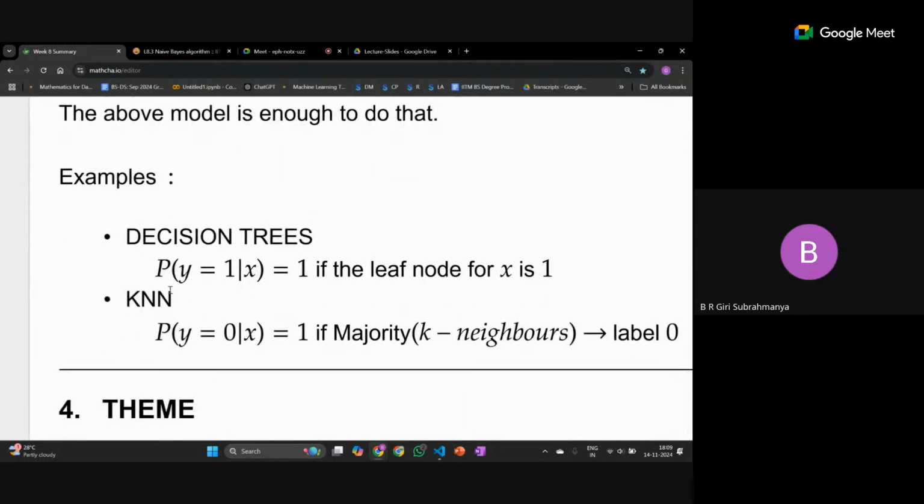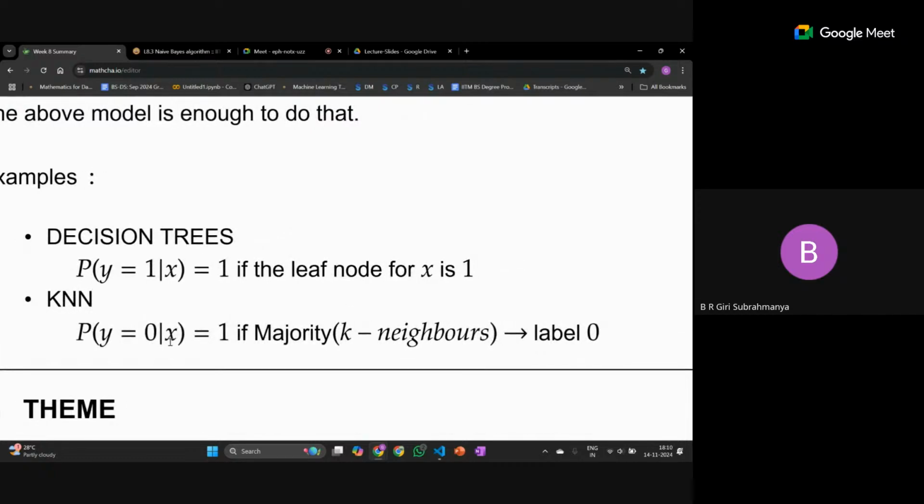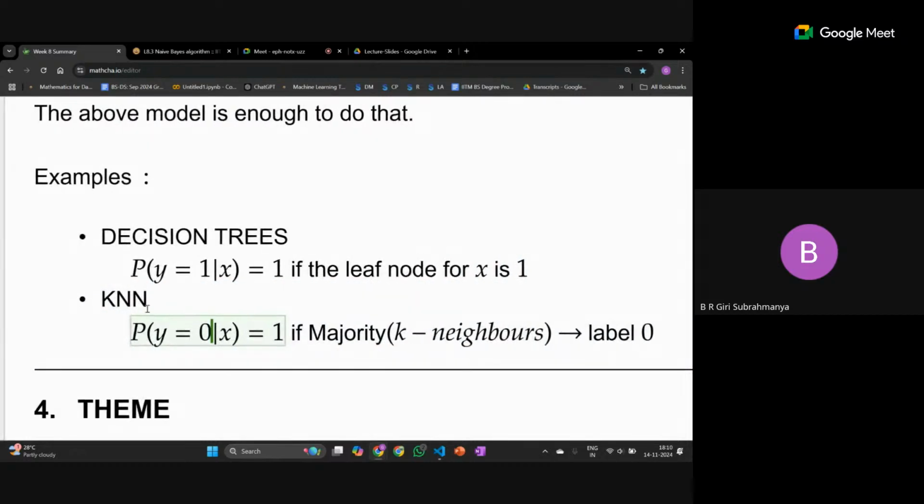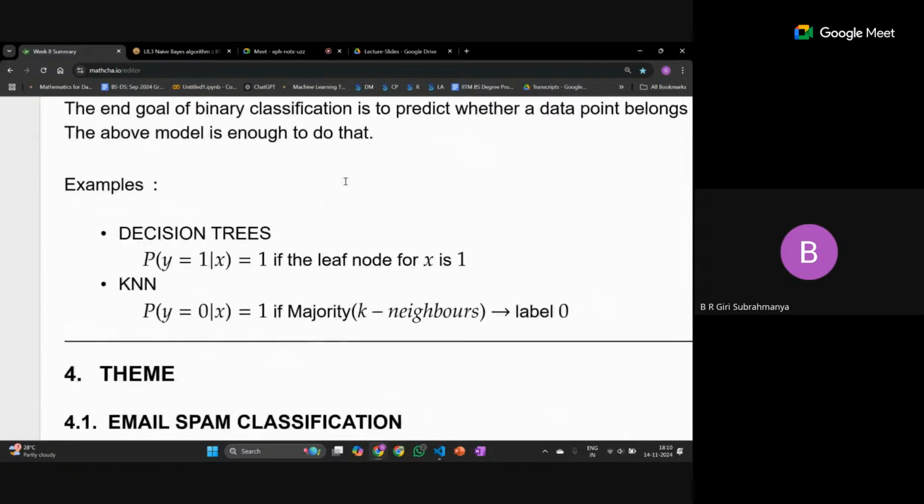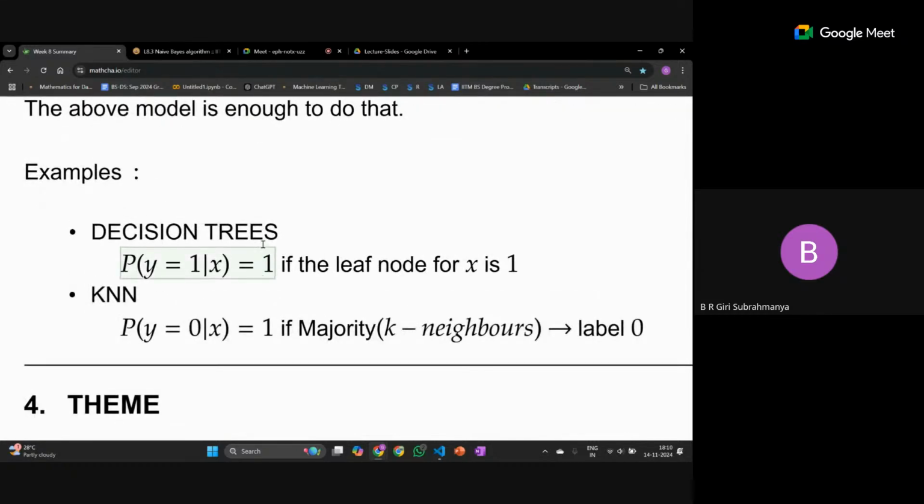So for KNN, fine, maybe we can go like this. Now the probability, I'm repeating it again. What is the probability that the label is 1 for a given data point? That is something which you are modeling using a discriminative model. Now if this is equal to 1, what does it mean? Decision trees. If this is equal to 1, then it means that the leaf node is 1, right? You have some data point, it will traverse from the top to the leaf node. And if that turns out to be 1, then the probability of y being equal to 1, given that this data point has been generated, is 1, right?